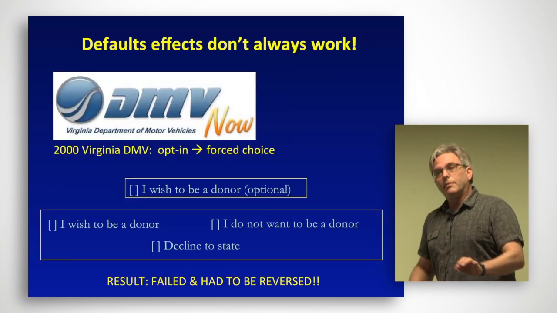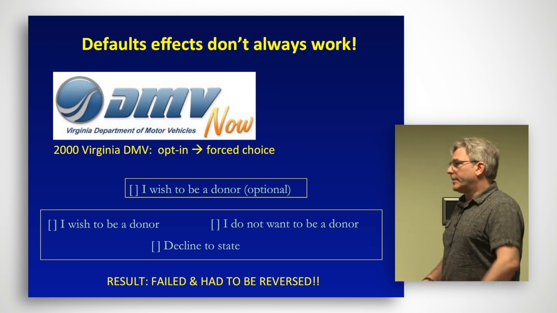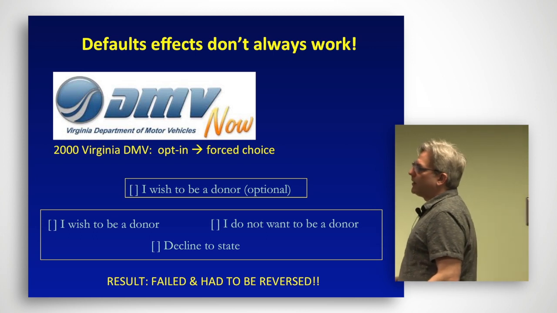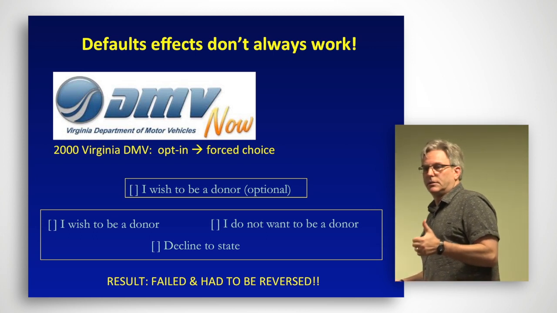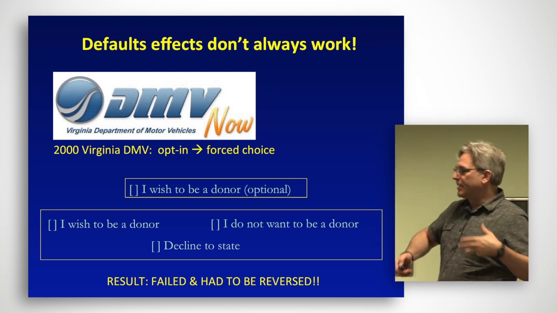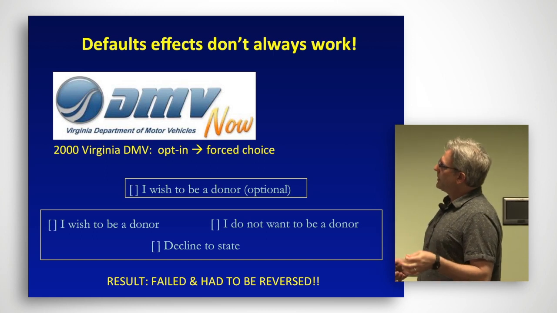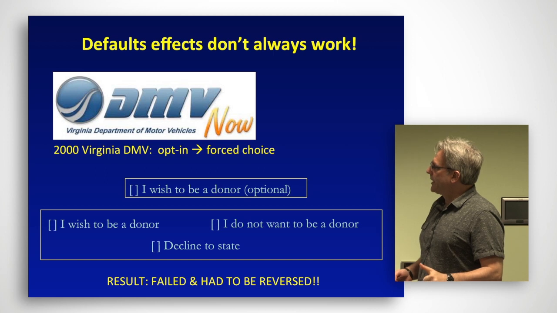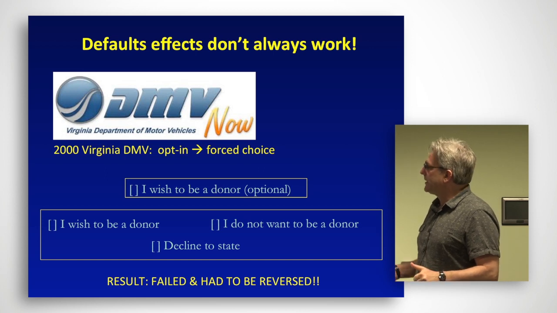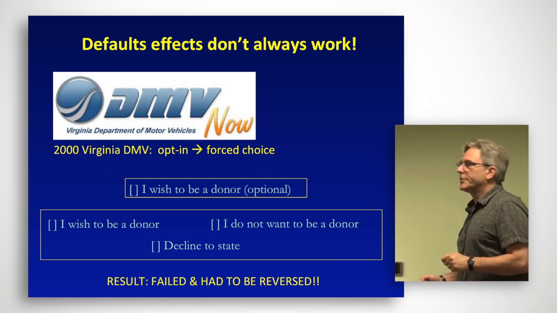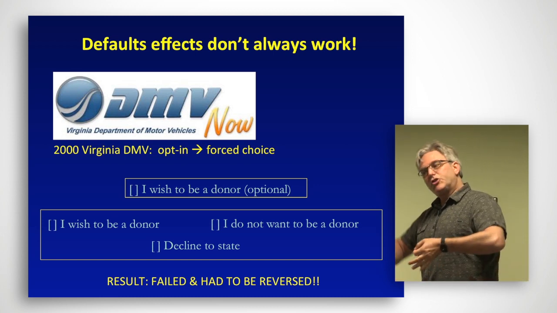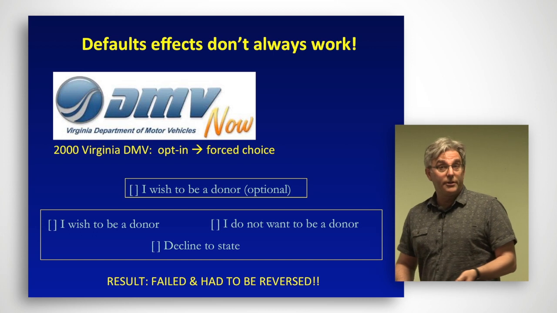Okay, well, back to the organ donation. One interesting observation is that defaults don't always work. You think it would work always. It seems like it's one of the most robust things. But default effects sometimes don't work. In the case of organ donation in the year 2000, the Department of Motor Vehicles in the state of Virginia decided, well, we're opt-in right now. That's not a good thing. Let's change our regime. Maybe we're going to get greater organ donation.